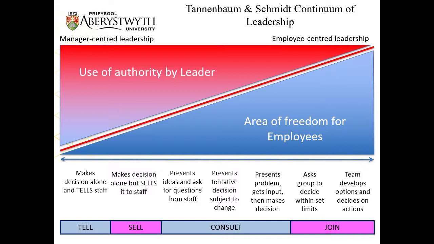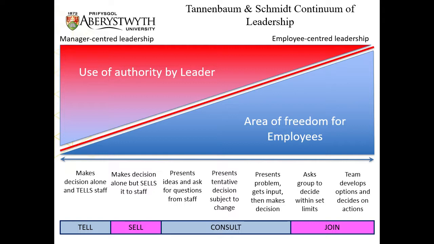So this is where the idea of the continuum comes in, and we can see here on the image the balance between use of authority by the leader, and you've probably come across the idea that true leadership doesn't actually require authority. A manager can impose decisions because of his or her authority as a manager. A leader encourages followers, in this case employees, not by the use of authority but by something else.